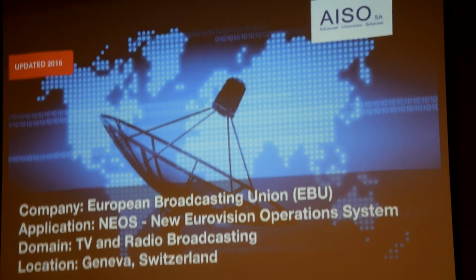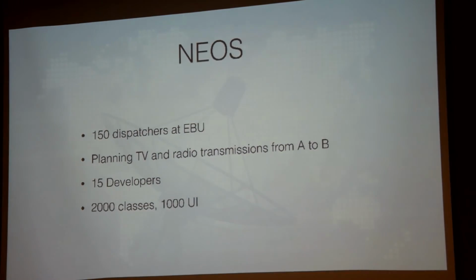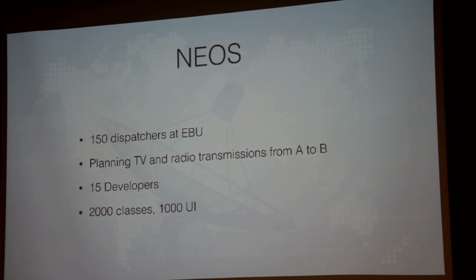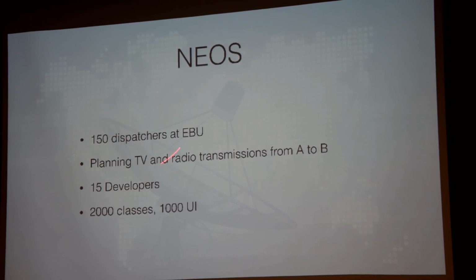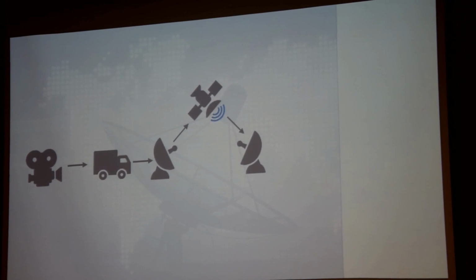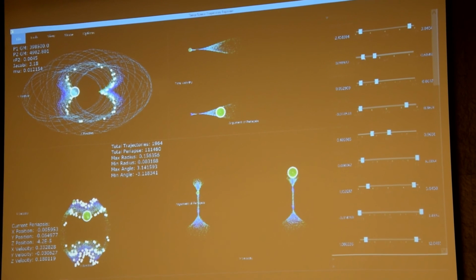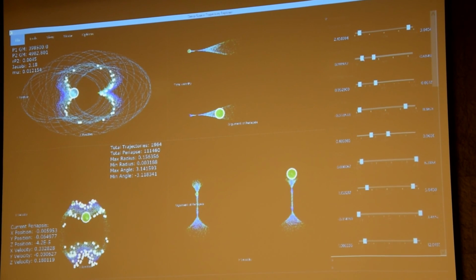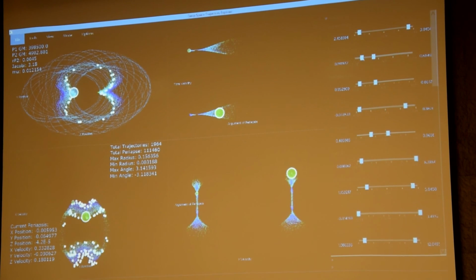Again, this is the European Broadcasting Union. And their application is called NEOS. They have 150 people working there in Geneva, 24 hours a day, just scheduling radio and TV transmissions. And basically what they need to do is you have a transmission, somebody is recording something, this is sent to a truck, the truck uses a dish to upload the video signal, it goes to a satellite, it goes from there to a downlink. Ask me about the details, it's all complicated, but the guy giving this presentation at Java 1, this is all very fascinating.